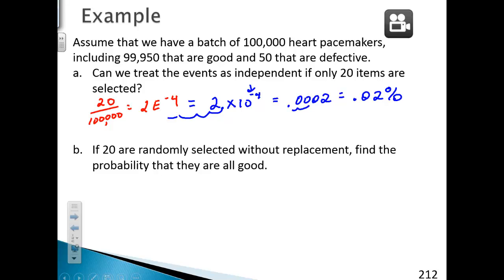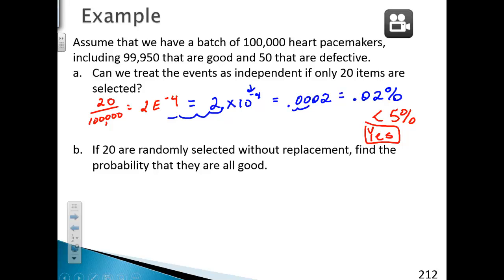So how does 0.02% compare to 5%? Well, it's definitely less than 5%. So we can treat these events as independent. So the answer to this question is yes, we can. So next part.